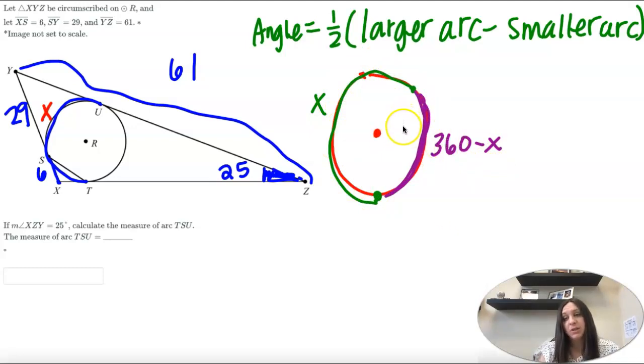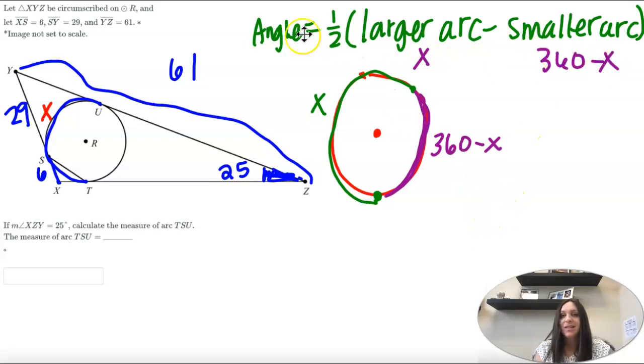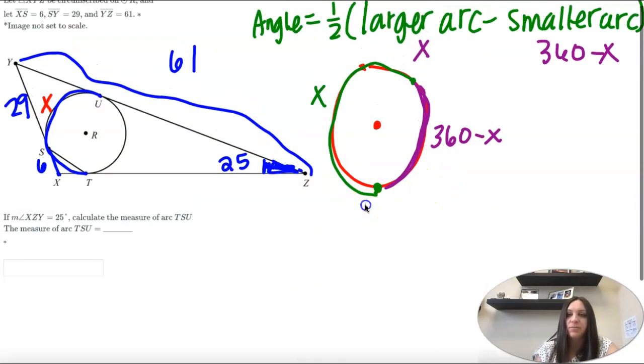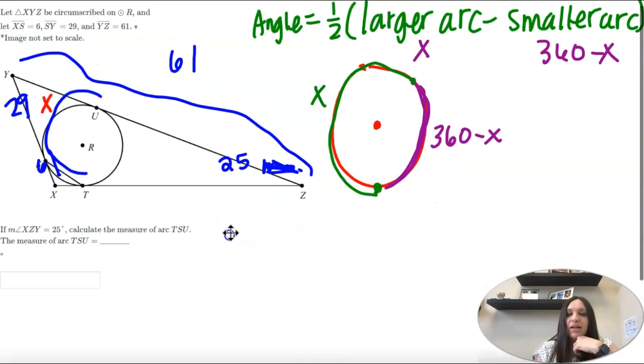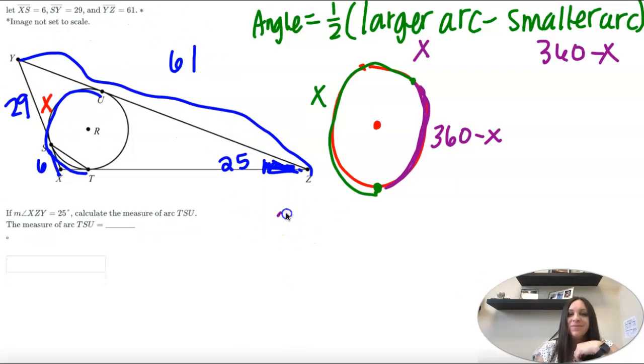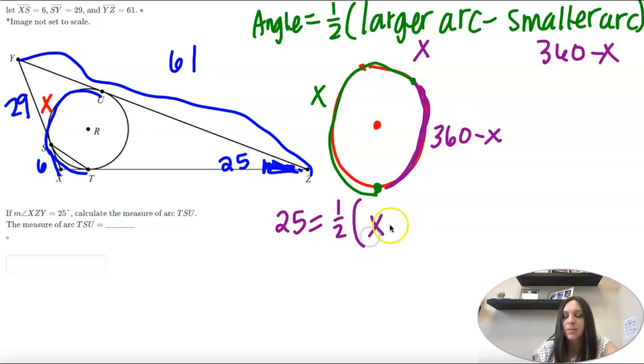So I know it's not what you want to see, but the large arc is X and the small arc is 360 minus X. And the angle's 25. So we're going to get an equation here. 25, angle equals 1/2. Large arc is X minus, and then I'm going to do parentheses.